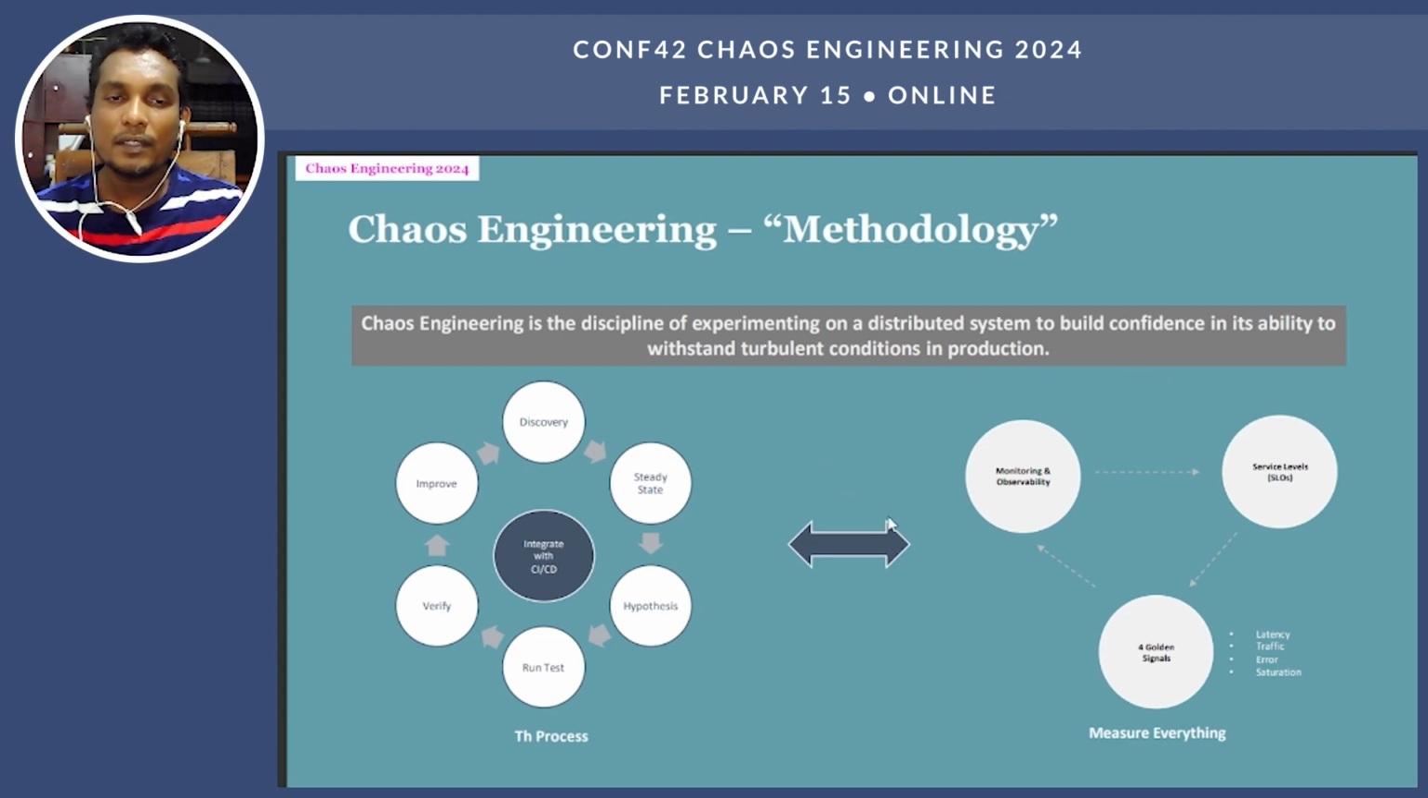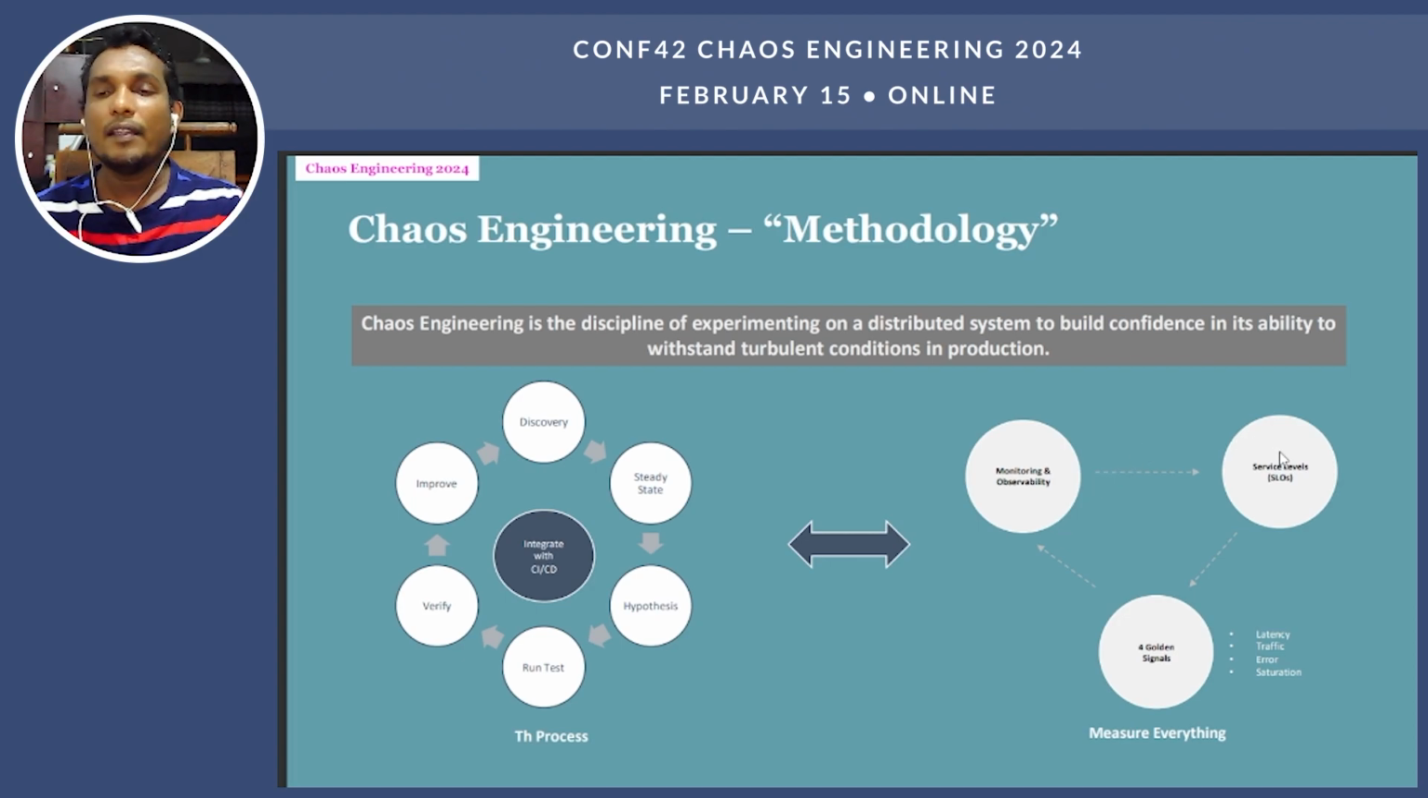The key thing is that, parallel to your chaos testing, you have to have your observability in place. Observability is looking at the external outputs to define the internal state of your system. That is very important. When the chaos is happening, you want to know how your systems are behaving.